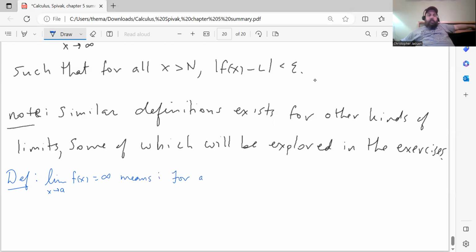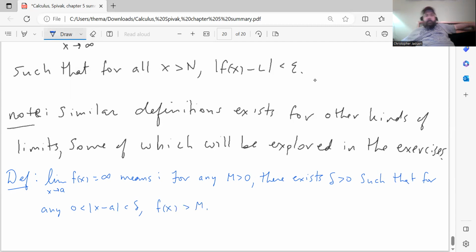for, let's see, for any M greater than 0, there exists delta, sorry, I shouldn't be using symbols here. I'll write this out in English. There exists delta greater than 0 such that for any x with 0 less than x minus a less than delta, f of x is greater than M. Right, so that would be the definition for that infinite limit there.